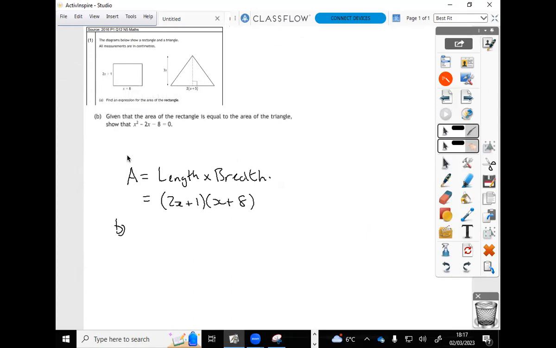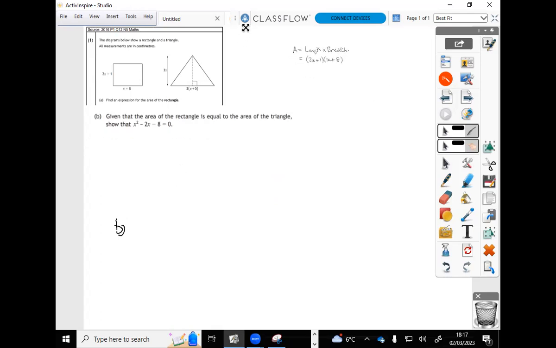Part B then, we have a wee look at that. Part A up there. It's not working. Okay, part B.